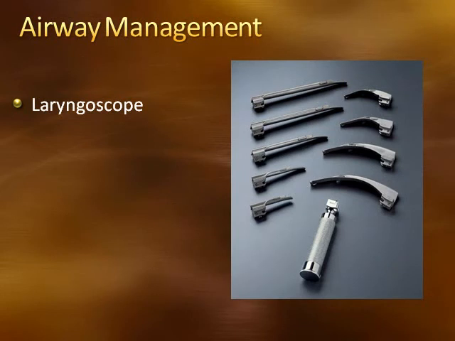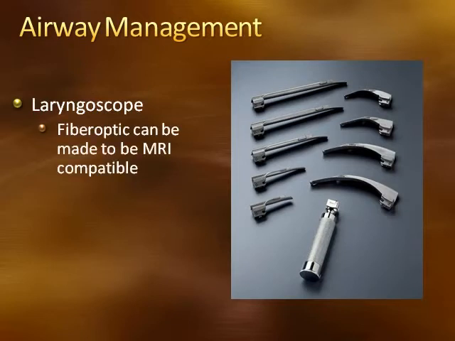A rigid laryngoscope is an instrument used to examine the larynx and to facilitate intubation of the trachea. The handle either contains batteries to light a bulb on the blade tip or to power a fiber optic bundle that terminates at the tip of the blade. Light from a fiber optic bundle tends to be more direct and less diffuse. Also, laryngoscopes with fiber optic light bundles in their blades can be made to be magnetic resonance imaging compatible.